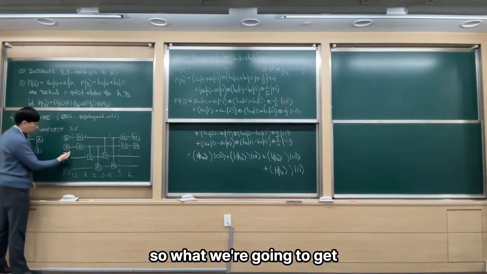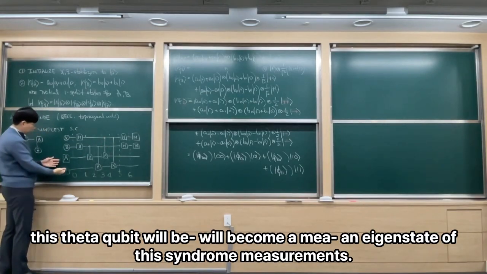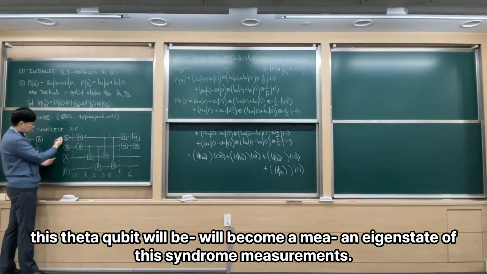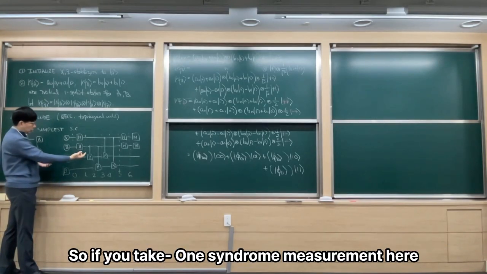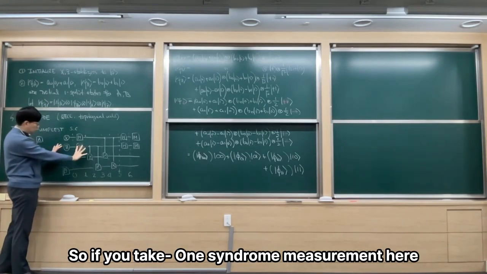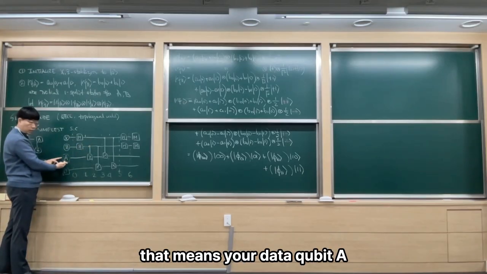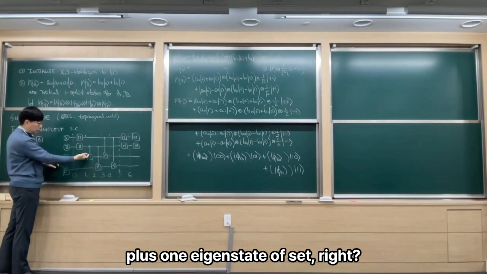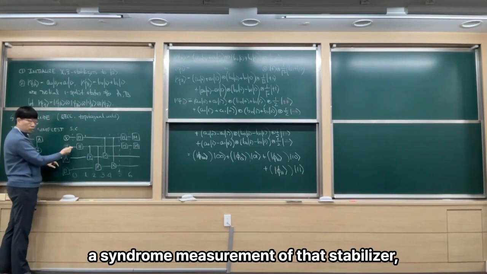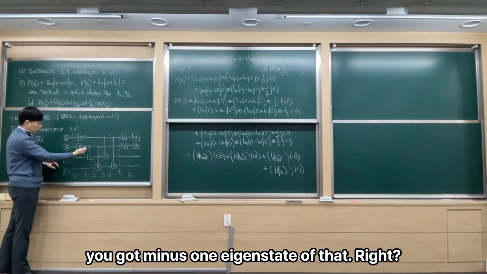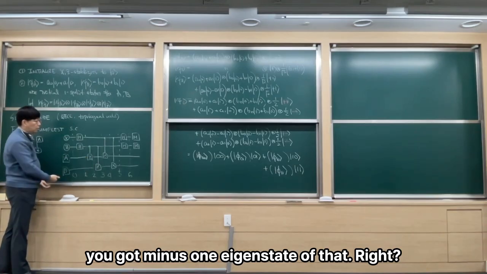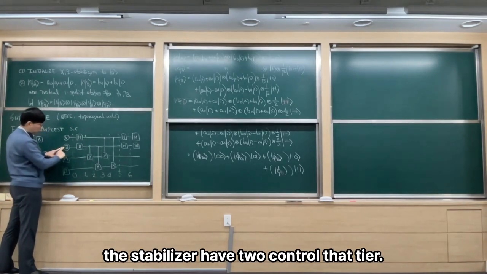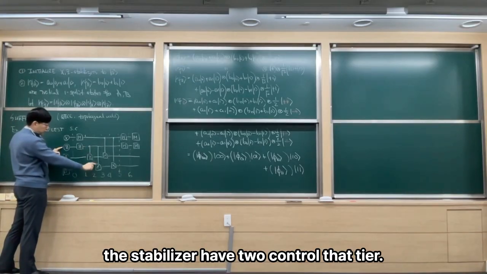So what we're going to get is, based on our measurement, this data qubit will become an eigenstate of these syndrome measurements. So if you take one syndrome measurement here and you got 0, that means your data qubit A is now collapsed into the +1 eigenstate of Z, right? If you got 1 after taking a syndrome measurement of the Z stabilizer, you got the -1 eigenstate of Z, right? So I think we talked about this last time.